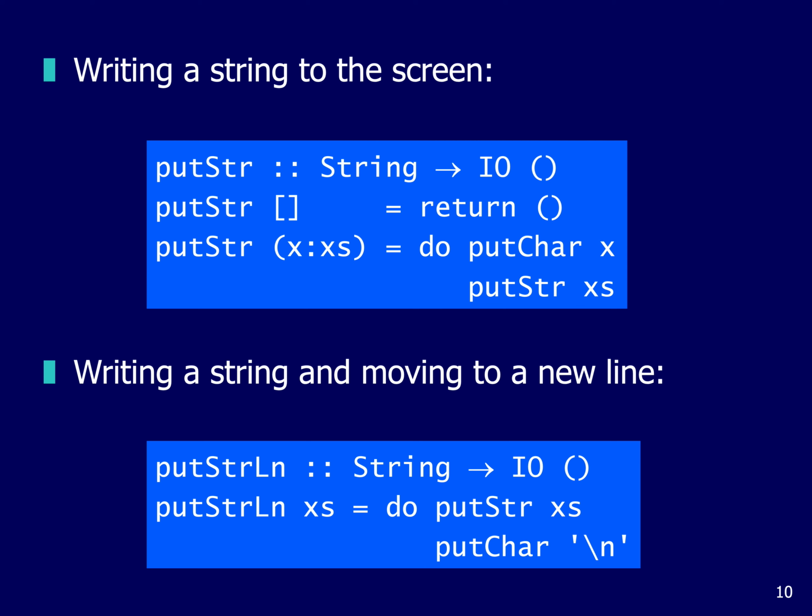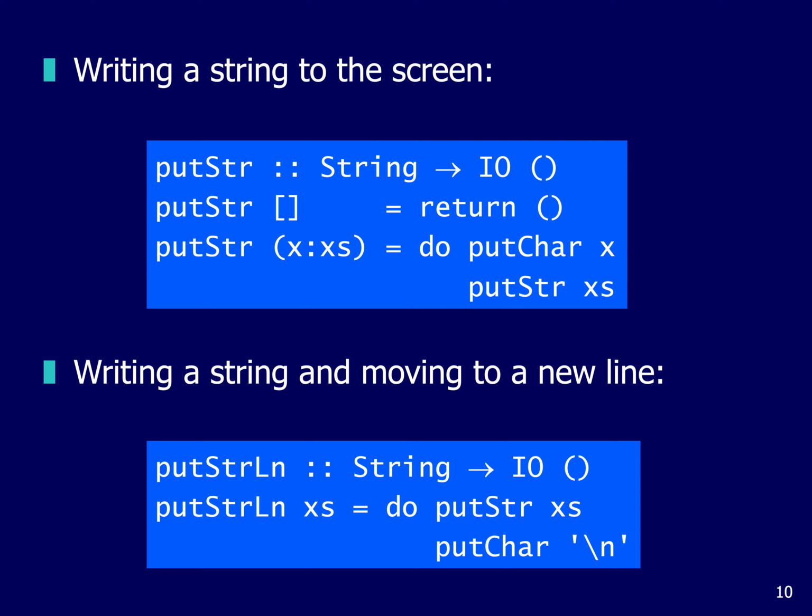And then we have a simple do with two actions. We simply put a single character x, and that will print that on the screen for us, and then we're recursively going to call putStr, and that will print the remaining characters of the string for us. So again, it's an example of a recursive program which is actually doing something with interaction.